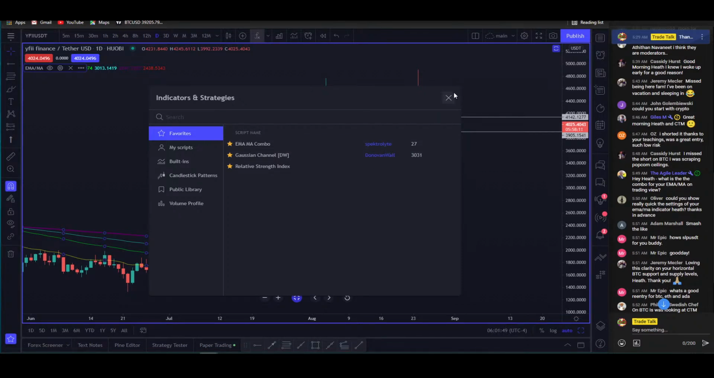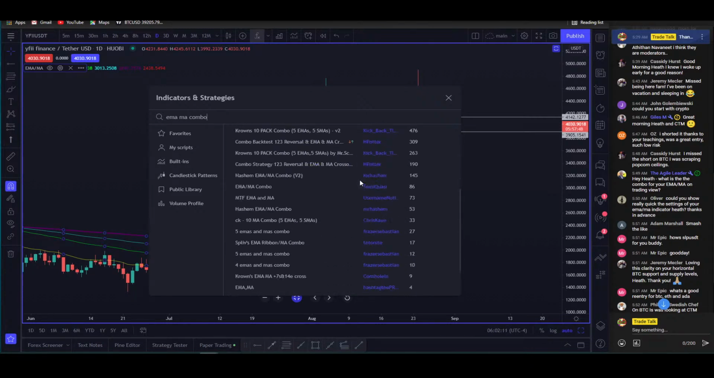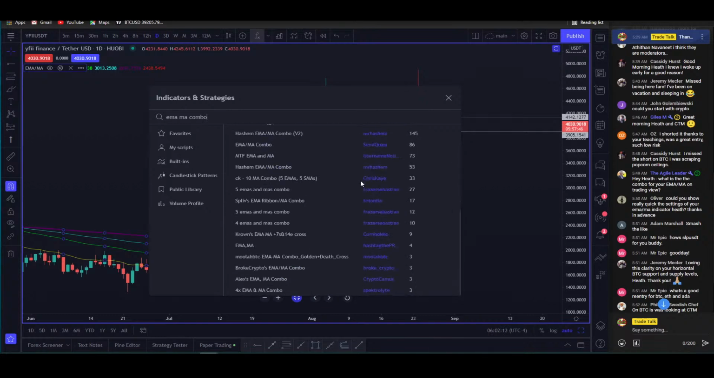If you want this exact tool, it's called EMA MA Combo by Spectrolight. I know Crown's Crypto K's has like 1,000 of them. Let's just type it in. I'll show you what I mean. EMA MA Combo. There's literally 1,000 of them. It's the best way to do it, especially if you don't pay for TradingView, because you can only have like 3 indicators. You can see Crown's got tons of them.